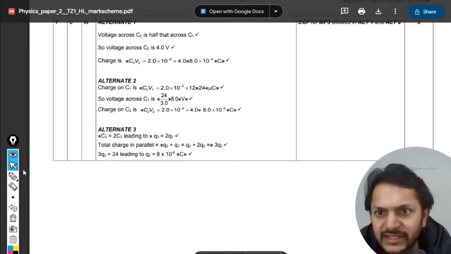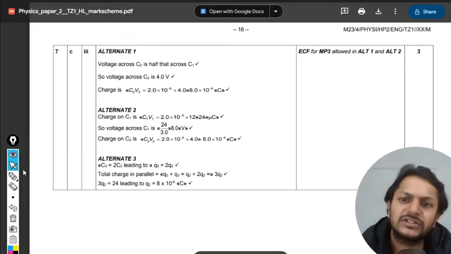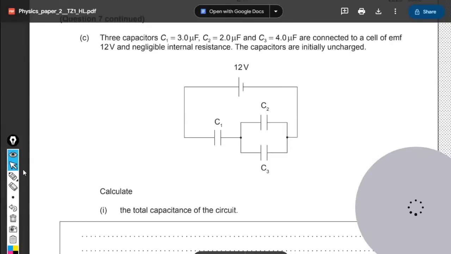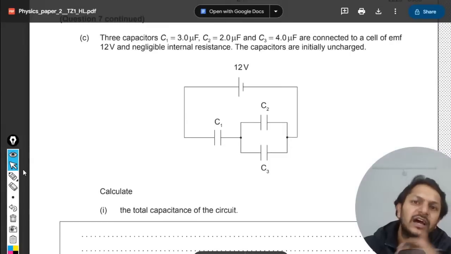Okay, dear students, I think this is the end of the question. Yeah, the next question is question 8 now. So this question is now completely done, and this is how we do this question.